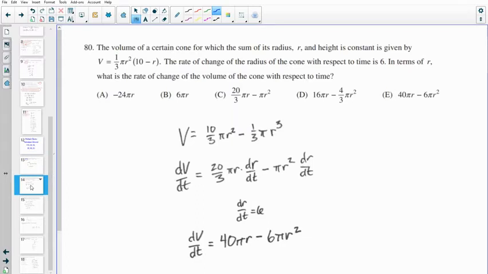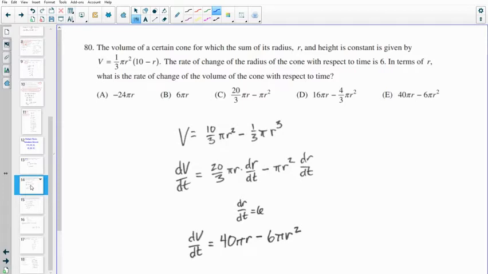Number 80 is the next one for us to look at. This was asked for by as many people as any other question. They give us an equation for volume in terms of radius. They tell me that the radius is changing this fast. They're asking how fast the volume is changing. This has the related rates feel to it.